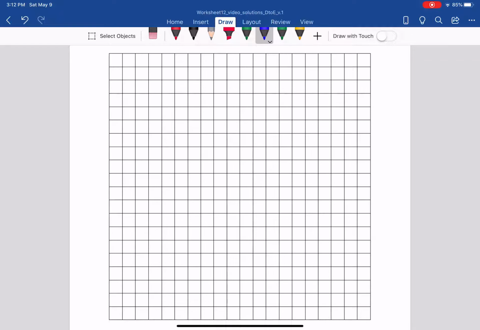So here we can make the axis, the sigma axis for the Mohr circle. That is actually the x-axis, so that is the sigma axis.